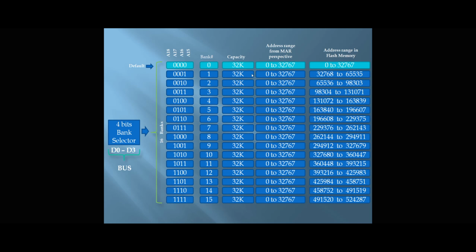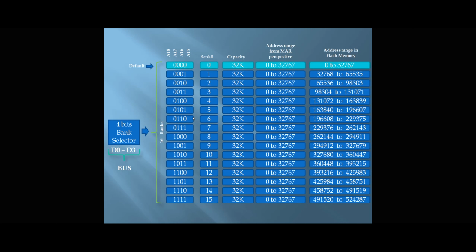Now, selecting those flash memory spaces is quite easy. We just set a value from 0 to 15 on our bus. We read that value into our bank register. We output that onto our address lines. And then once the address lines are set, the combination of this bank selector along with the output of the memory address register will give us access to different spaces in our memory, or what we call our banks.